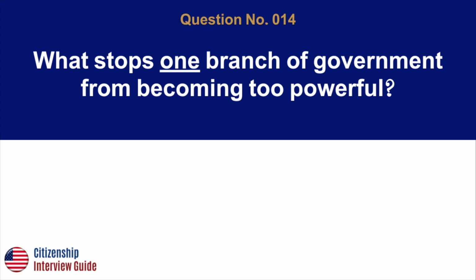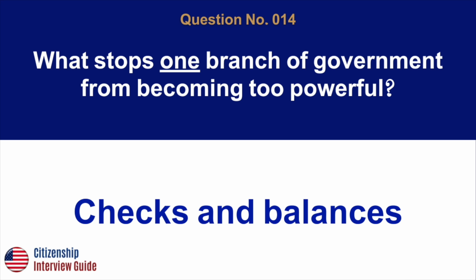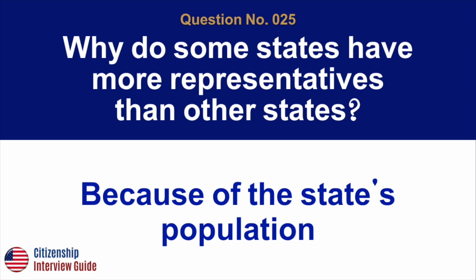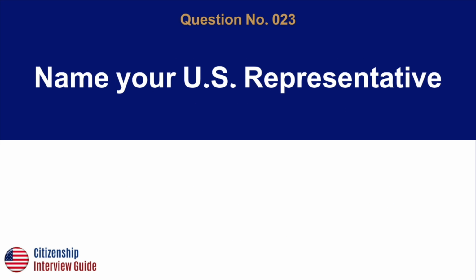What stops one branch of government from becoming too powerful? Checks and balances. Why do some states have more representatives than other states? Because of the state's population. Name your U.S. representative.